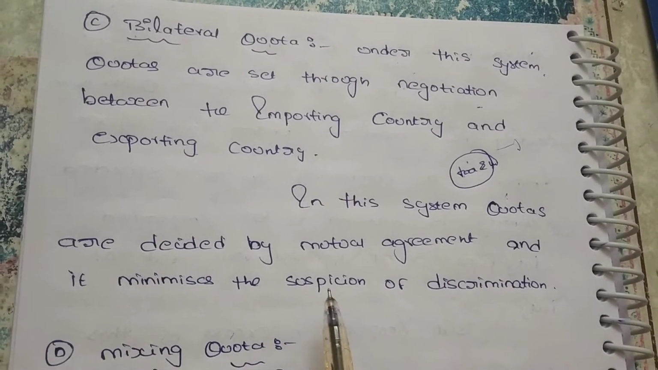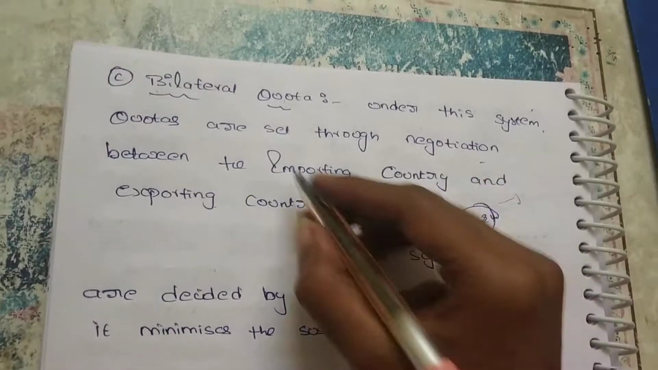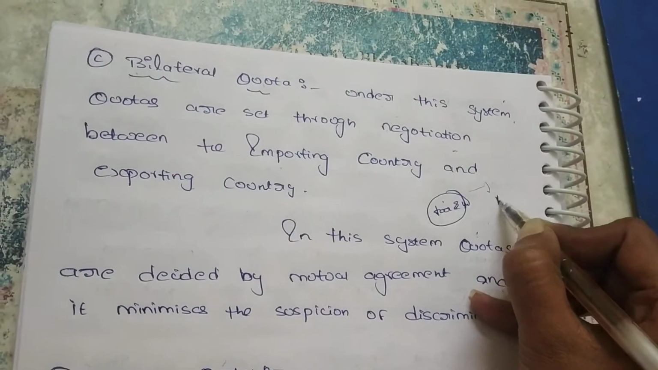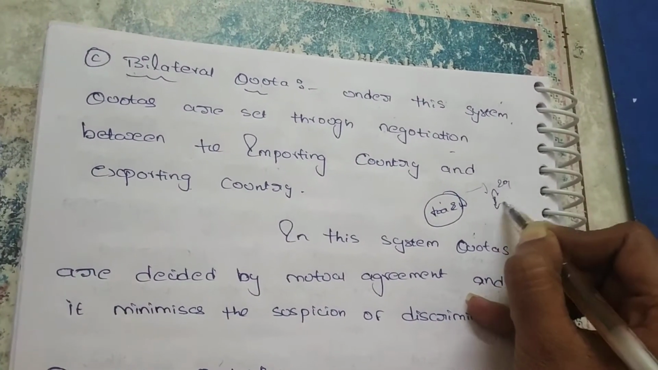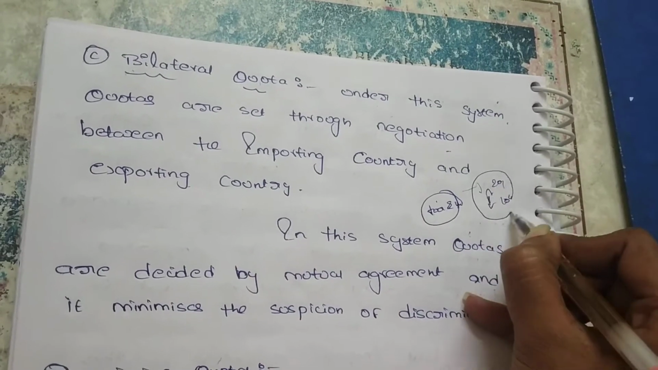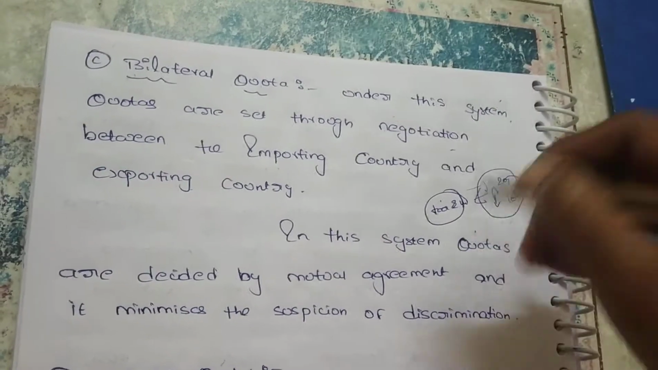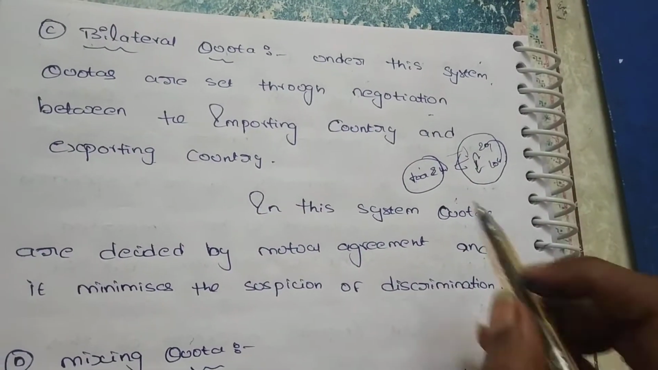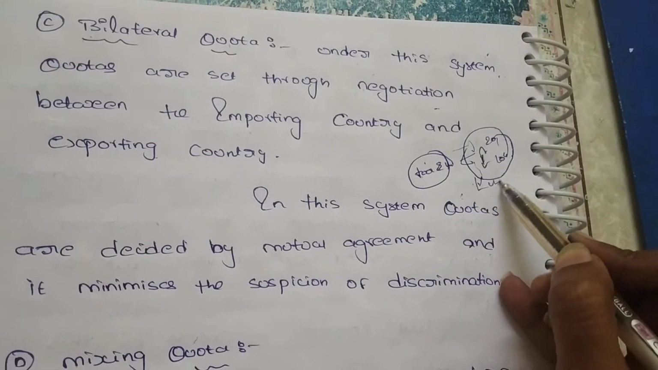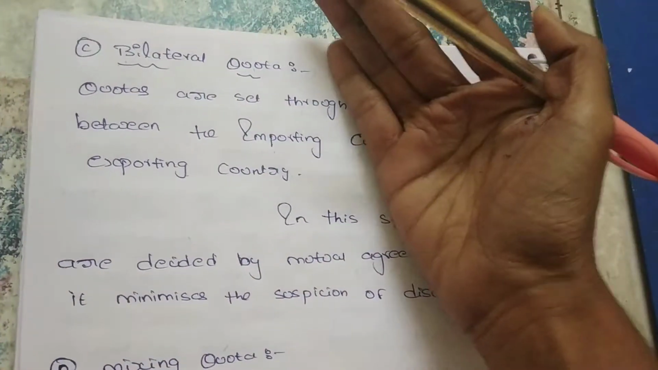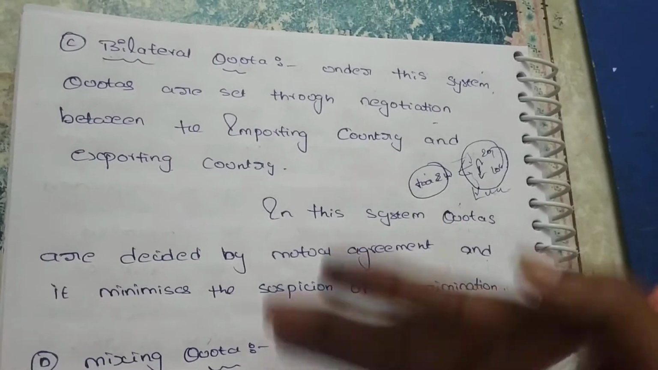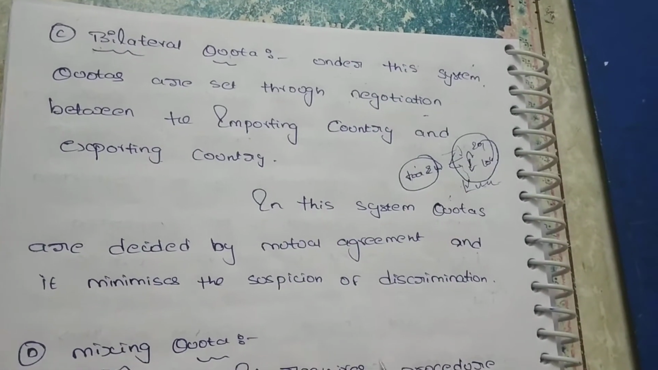It minimizes the suspicion of discrimination. Both countries decide, for example, we export 20 kgs and we import 10 kgs. So there is a mutual agreement like that. Both countries make a mutual agreement. Under the mutual agreement, the tax rate is very low. For this reason we can import goods and we can export our goods.